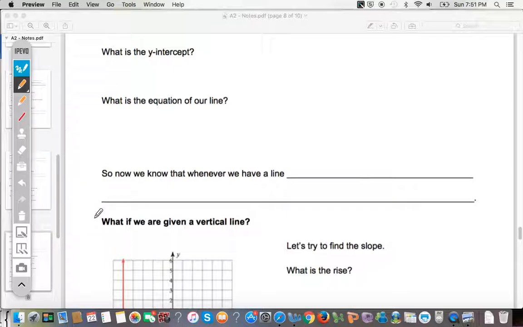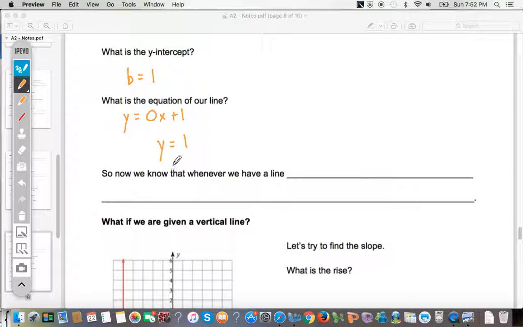So what is the y-intercept for this line? Well, we know it crosses the y-axis at the point 0, 1, sorry. So we know our b equals 1. So what is the equation of our line? We'll put it in slope-intercept form. y equals slope of 0, x, plus 1. And we know 0 times x is just 0. So the equation for that line is y equals 1.